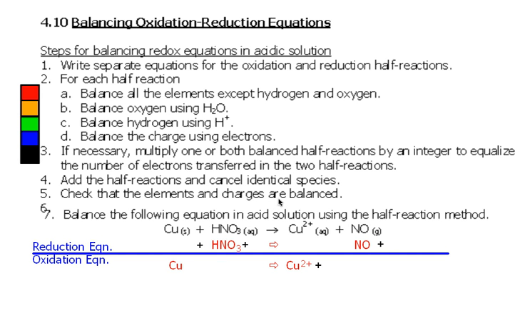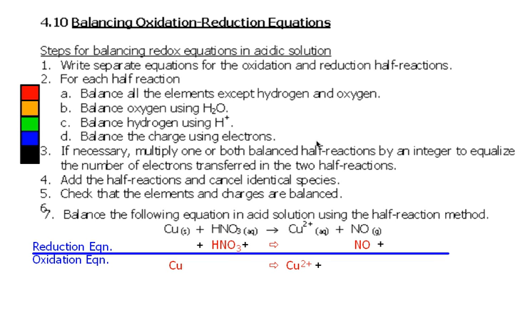In section 4.10, we're going to talk about balancing oxidation-reduction equations, and this is a lot more difficult than balancing normal equations from regular chemistry. There are very set steps that have to be followed, and as you'll see in a moment, these steps are very intricate, and you need to just practice this and do several of these over and over again until you get the pattern down.